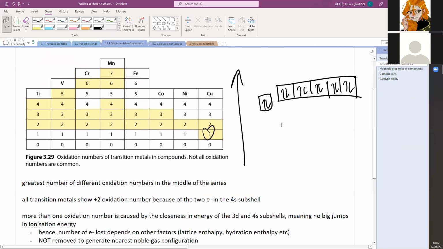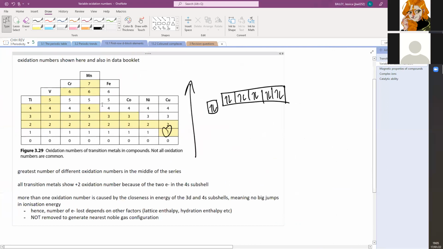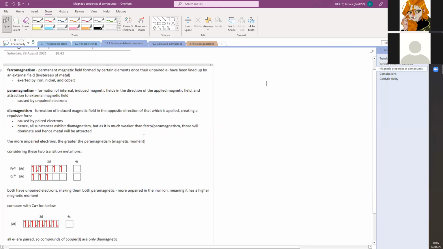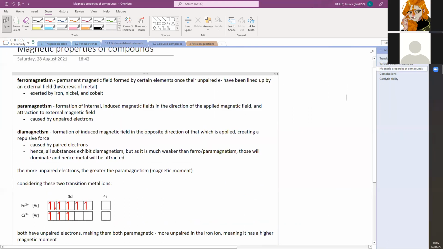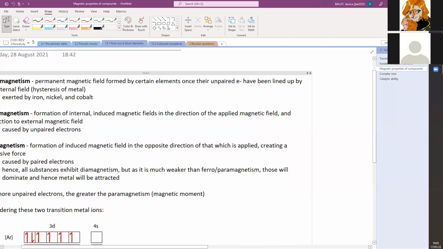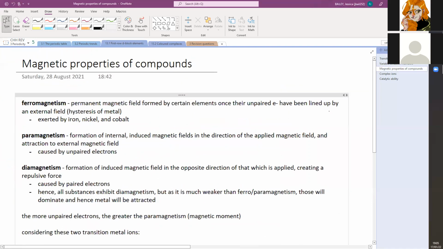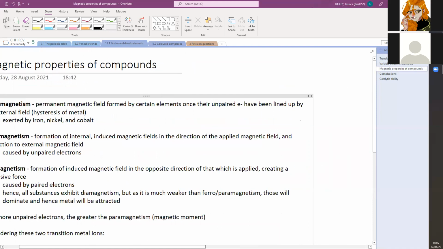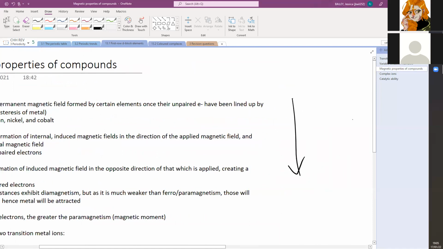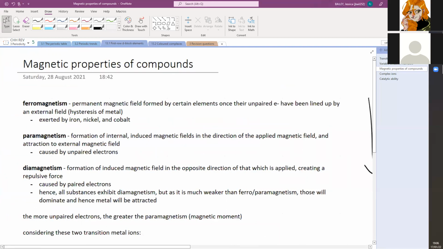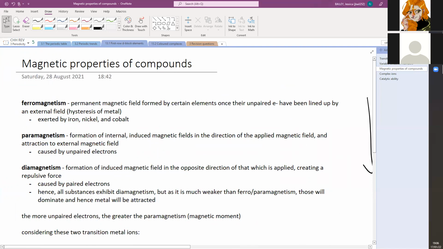Manganese is in the middle of the table, which is why it's got that many oxidation states available to it. Magnetic properties have to do with, again, the number of electrons that transition metals have. So there are 3 different types of magnetism: ferromagnetism, paramagnetism, and diamagnetism. I've listed them in that order because as you go down, this is less strong. So ferromagnetism is the strongest sort of magnetism. It's the kind of magnetism you think of when you're talking about fridge magnets and stuff, and it's got to do with permanent magnetic fields.